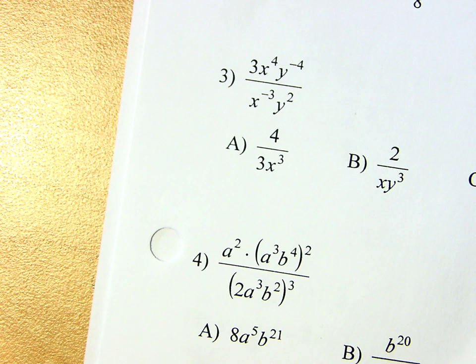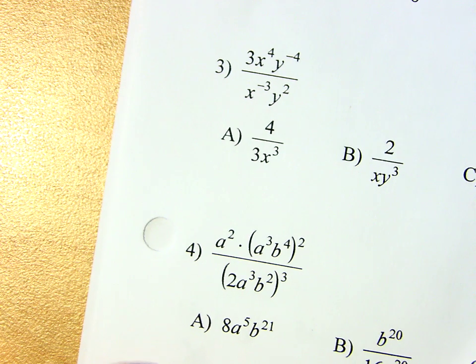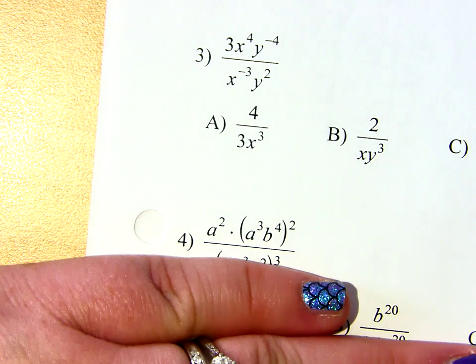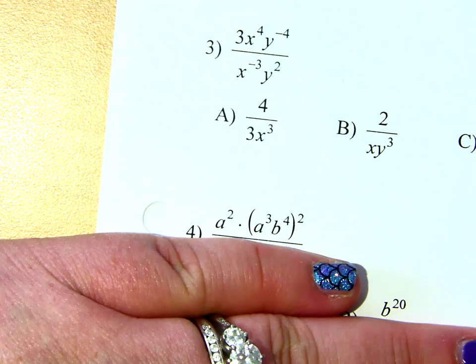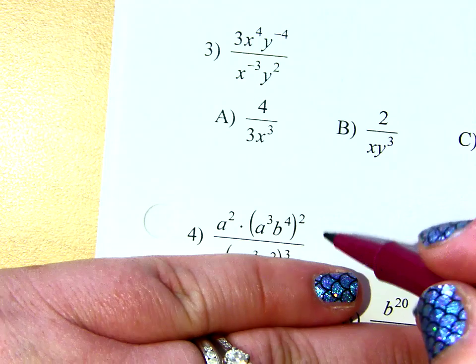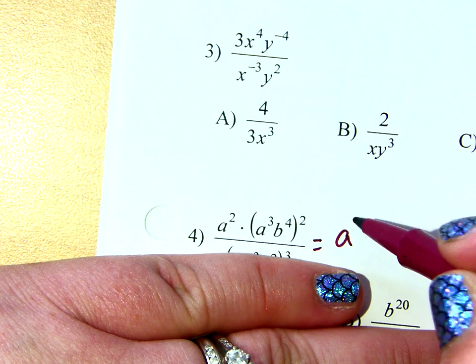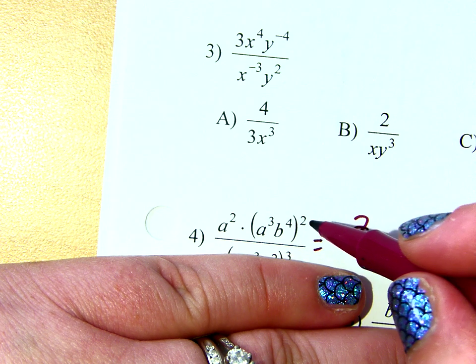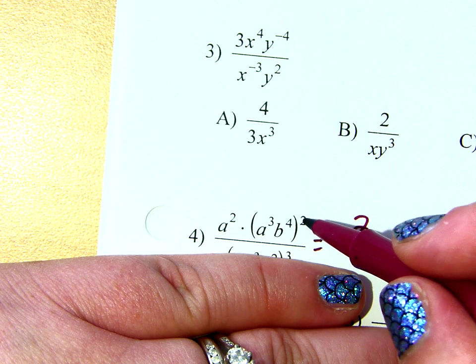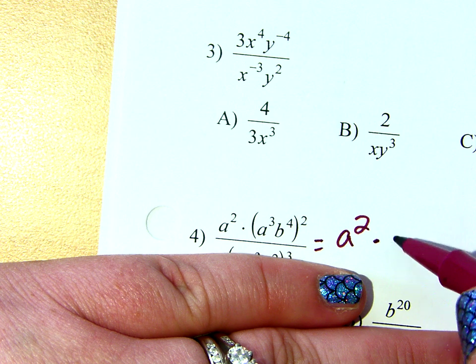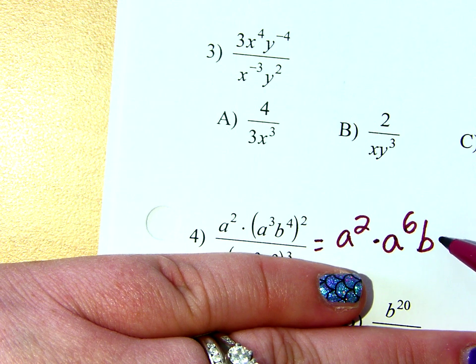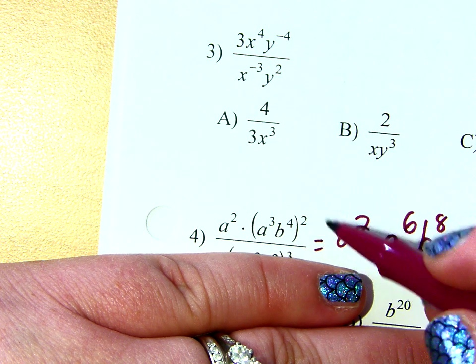So the first thing I would do is cover up the denominator altogether. Let's just handle the numerator. All right, so in the numerator, I have a squared, right, that a squared. And then what's this a going to turn into? If I have a cubed and then I'm going to square it, a to the 6th, and it would be b to the 8th. When you raise a power to a power, you multiply them.